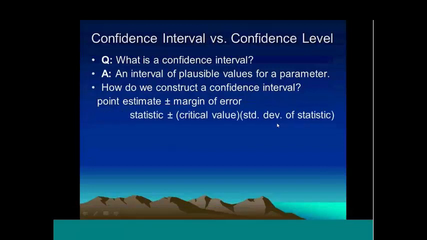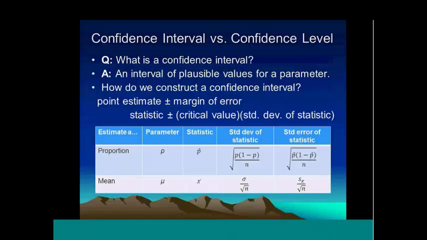If you're into my formula game, then another way to think about this is the point estimate is our statistic from our sample, and then we add or subtract some critical value that comes from a Z standard normal distribution or a T distribution times the standard deviation of our statistic. This is the formula that students are given on the AP exam formula sheet. So they need to be familiar with this kind of generic formula. And then they're also given information about the standard deviation of the statistic.